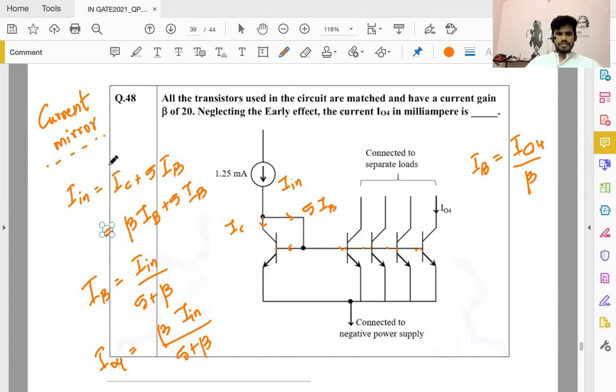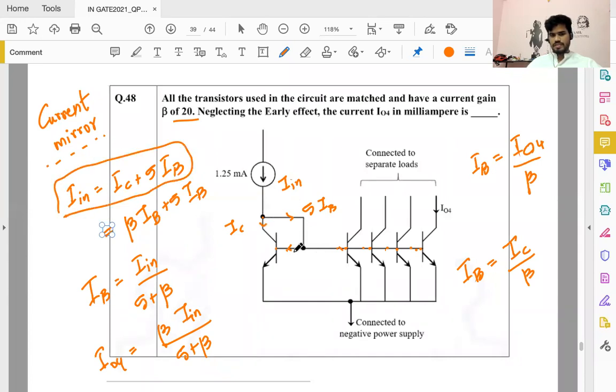Okay, so it boils down to actually remembering two simple things. IB is a small fraction of IC. Beta is 20, so it's a small fraction of IC. And notice there are 5 bases here: first base, second base, third base, fourth base, fifth base. So in this configuration, your input current is IC plus 5 IB.